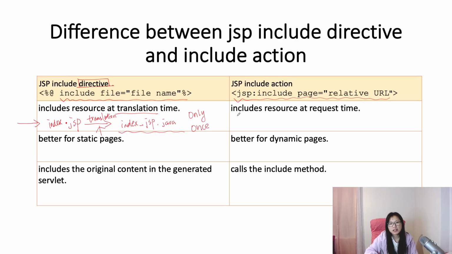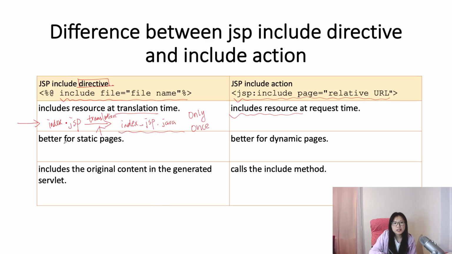But JSP include is different. For JSP include, the including of the resource happens at request time. When a request comes to our page which has a JSP include, then the include action will be triggered. If we have 100 requests that go to the page, then 100 include processes will be executed.